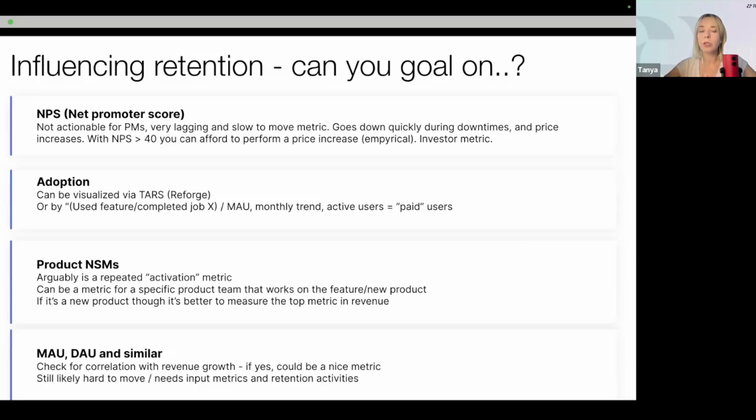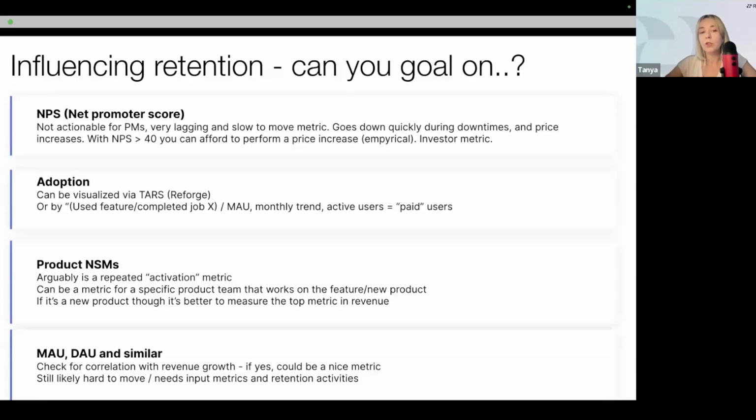There are approaches to have a product team and to goal them around product North Star metrics. For me, arguably the product North Star is a repeated activation metric. So if you have a well-defined activation metric, very likely it is the product North Star, or it's very much related. It can be a metric for a specific product team that works on a new product or on a specific feature. But if it's an add-on product, for example, it would still be better to measure the performance of this add-on in revenue and have it as the top metric in revenue, not just in usage.